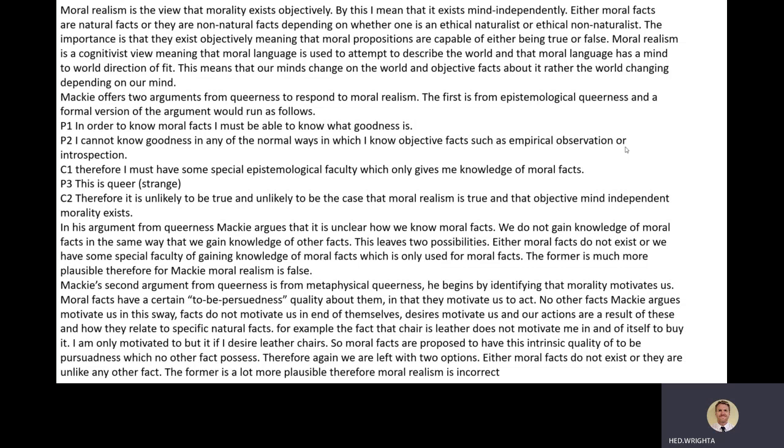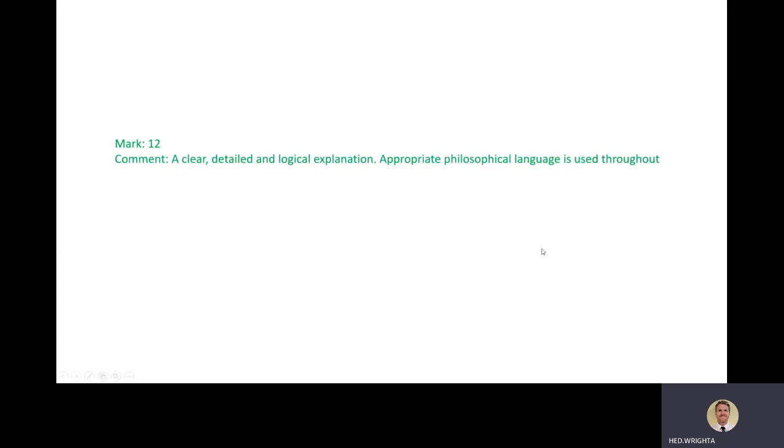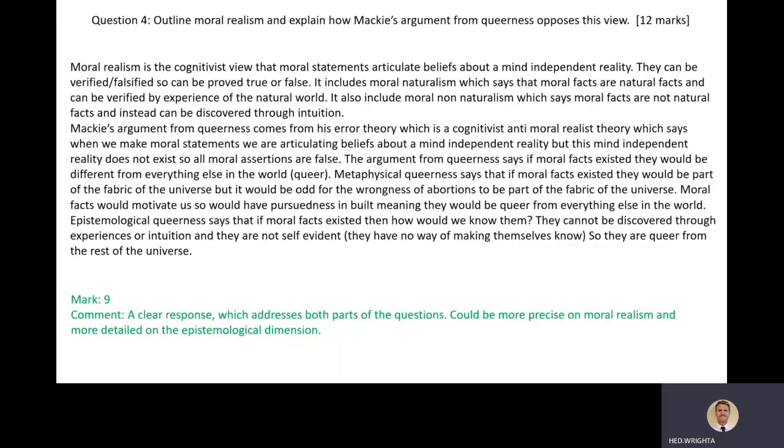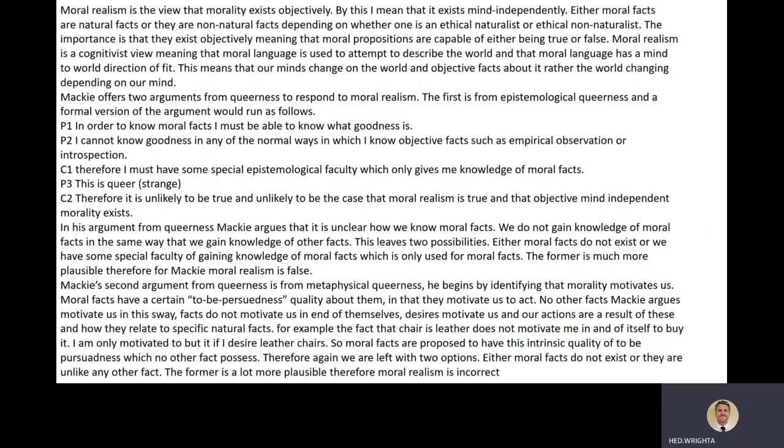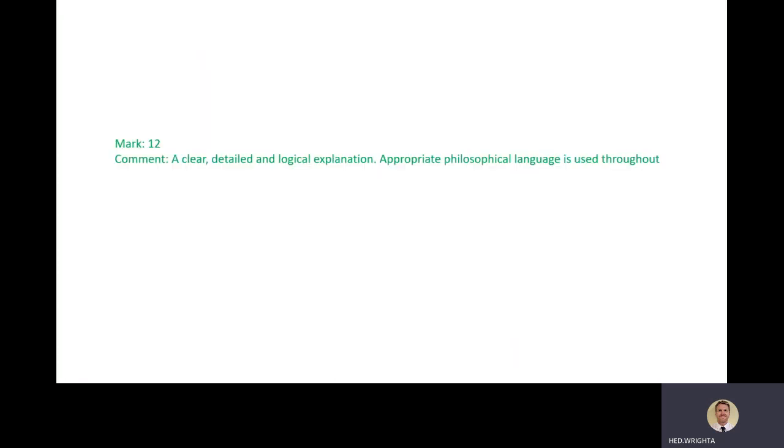You compare that epistemological queerness response to the other one. Whoops, didn't mean to show epistemological queerness, just 2.5 lines there. Epistemological queerness is a lot more, okay, and done in a formal way, and it is well argued. Then Mackie's second argument from queerness, the metaphysical queerness, that has also been argued very, very well. So it'll be no surprise that this person got full marks for that particular answer.